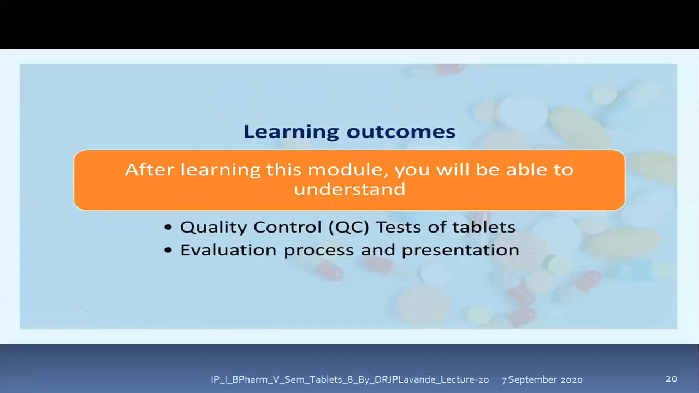Now let's start with the new topic from the tablet. Again, it is related with the process of evaluation of the tablet. Now here what we have to learn is what are the different quality control tests of the tablet. These are also said to be the QC tests, and how we can go for the evaluation process and presentation of the results in order to conform to that of the standard.